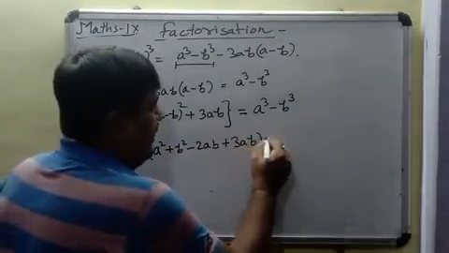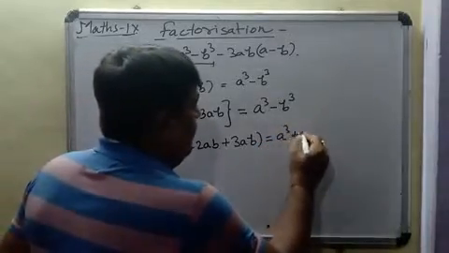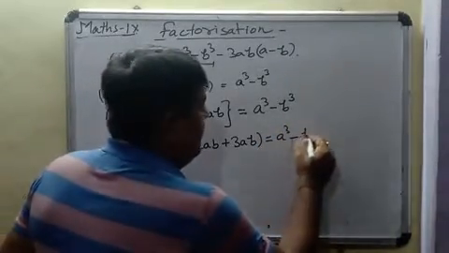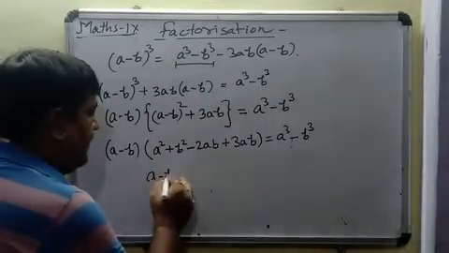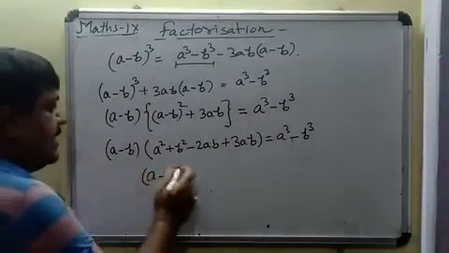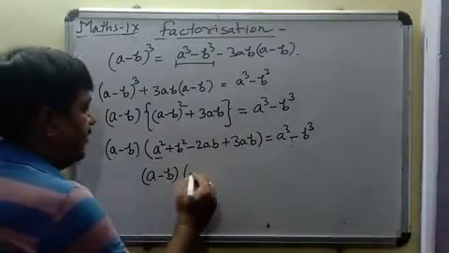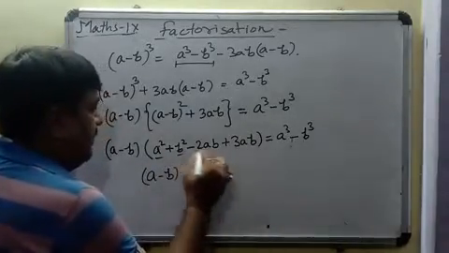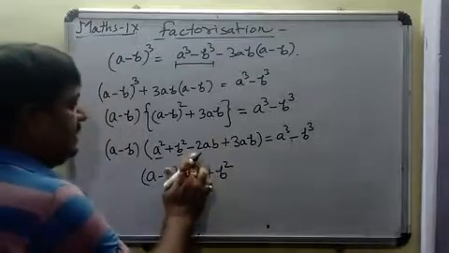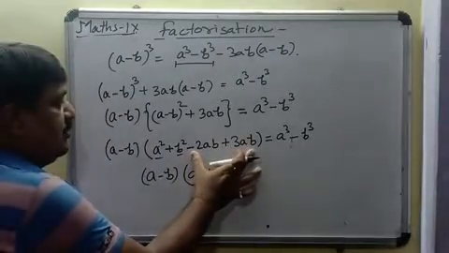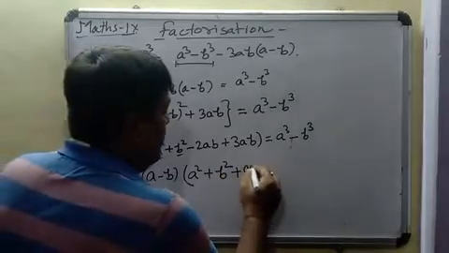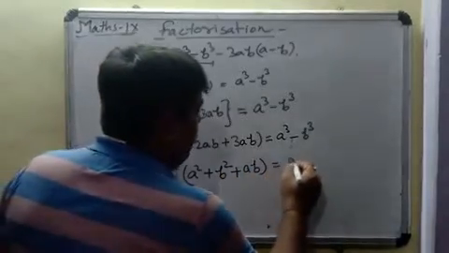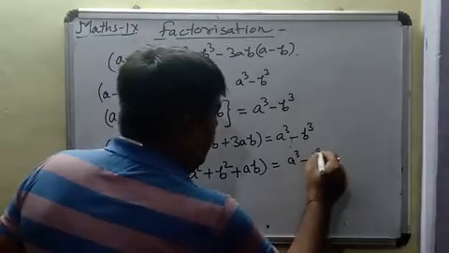Plus 3ab, this will become a cube minus b cube. So at the final step, we will be having a minus b in the first bracket, and in the second bracket a square plus b square, and just see over here, minus 2ab and plus 3ab will give us 1 time positive ab, and that stands for a cube minus b cube.